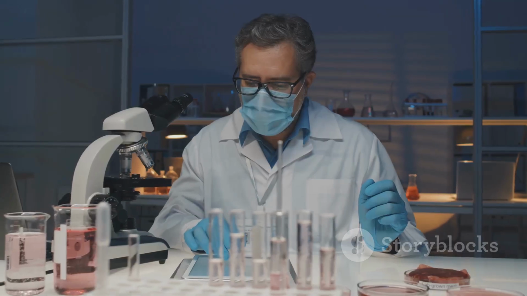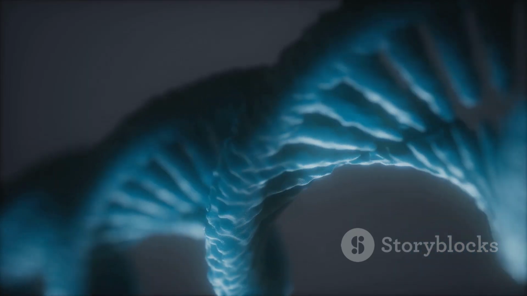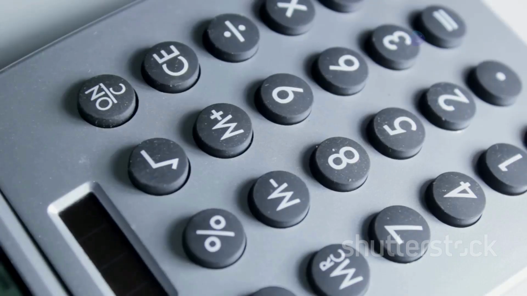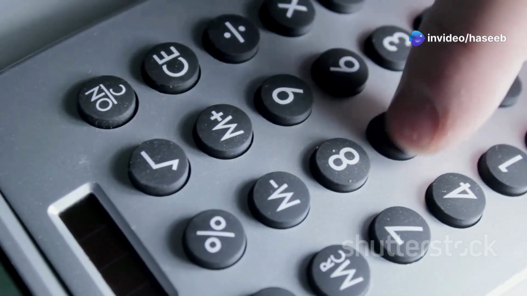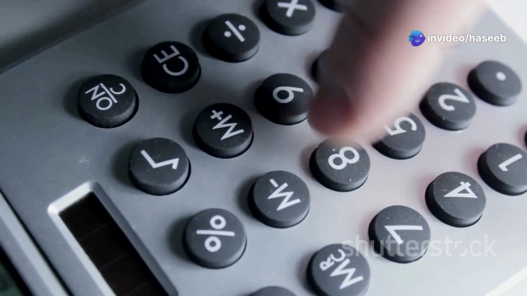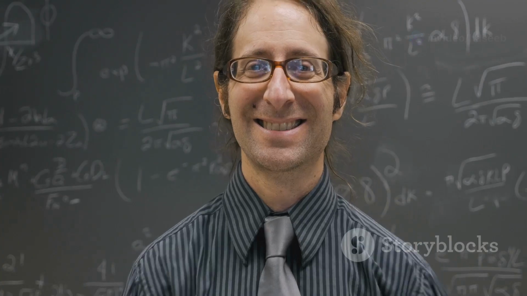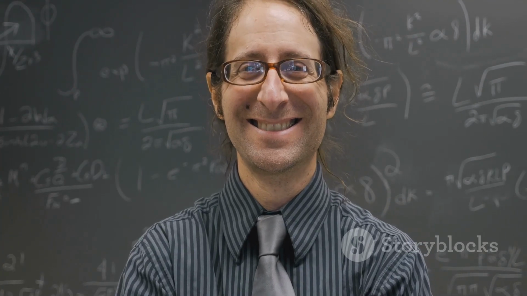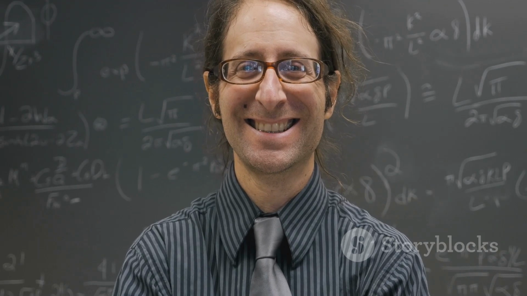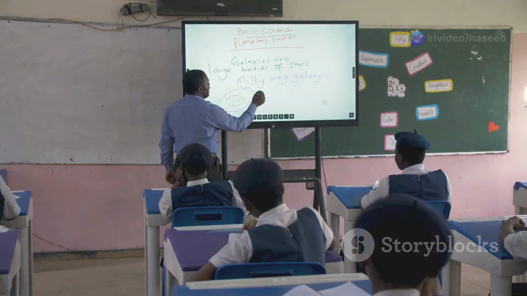Or let's dive into the microscopic world. A single strand of human DNA is about 2 nanometers wide. That's 0.000000002 meters. Trying to use a number that small in calculations would be a nightmare. But fear not, scientific notation saves the day. 2 times 10 to the power of -9 meters. Much more manageable, wouldn't you say?